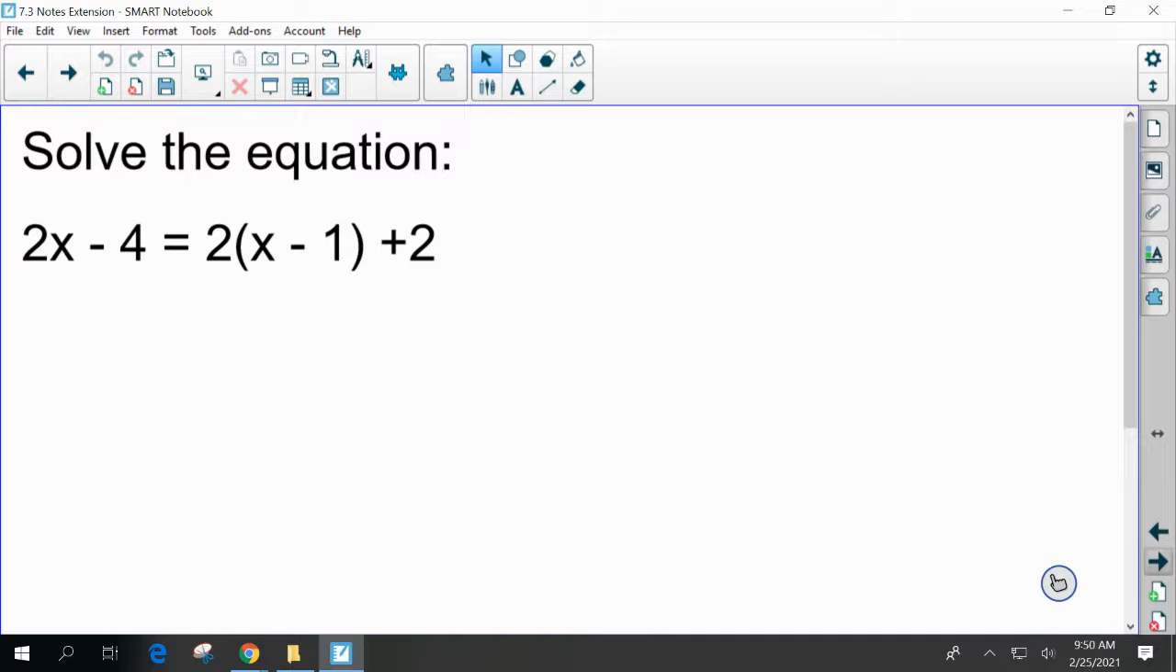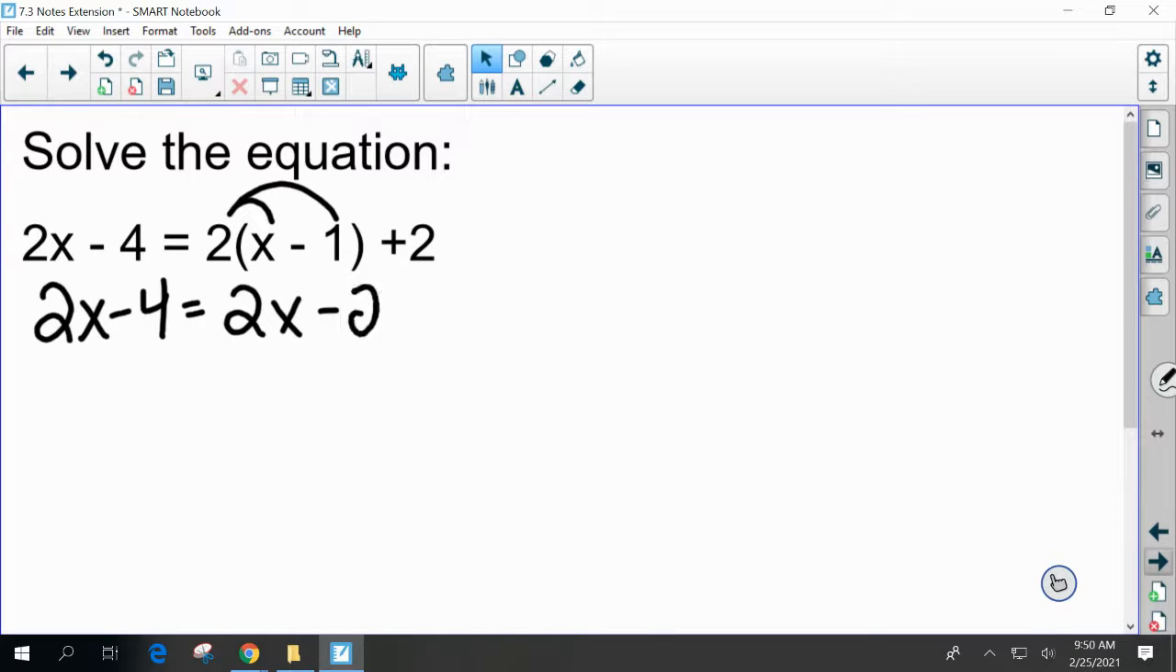What would I need to do first? With my steps, I need to do the parentheses first. So I have to distribute the parentheses. So on the left-hand side, I'm really not going to do anything at first, so I'm just going to rewrite that. And on the right-hand side, I'm going to distribute. So 2x, and then minus 2, and then I still have that plus 2 I need to carry down.